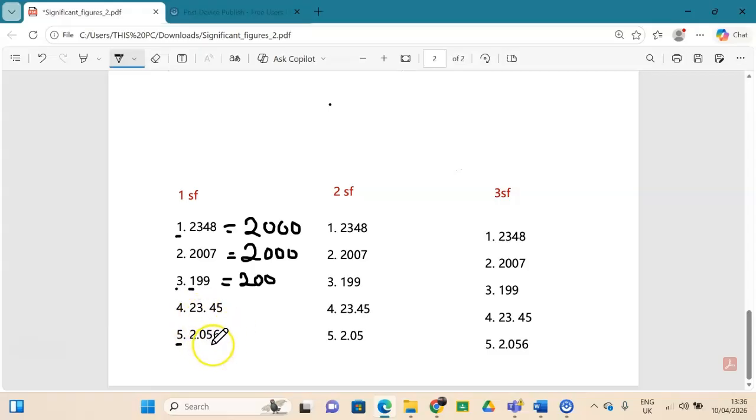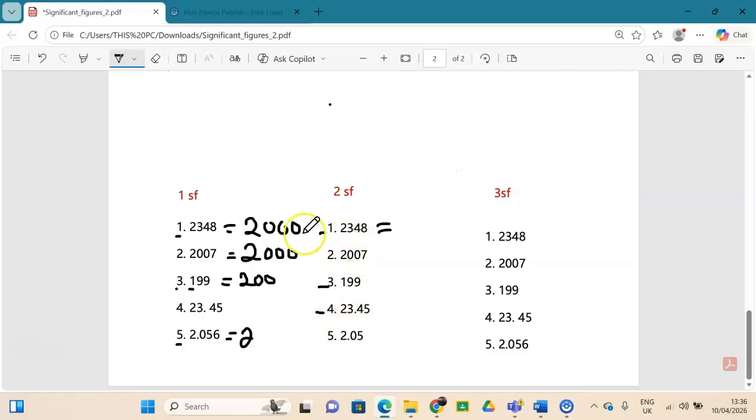So this is 2.056. So the first digit here is 2. Then there's a point. Then the next number here is not up to 5. So we can't round up. We're rather going to round down. So we're just going to write 2. This is actually supposed to be 2.000, which is of no use. So we can simply leave it as 2. Now, this to 1 SF, I'm going to do this. I will do this. And I will do this. You do the remaining ones yourself.